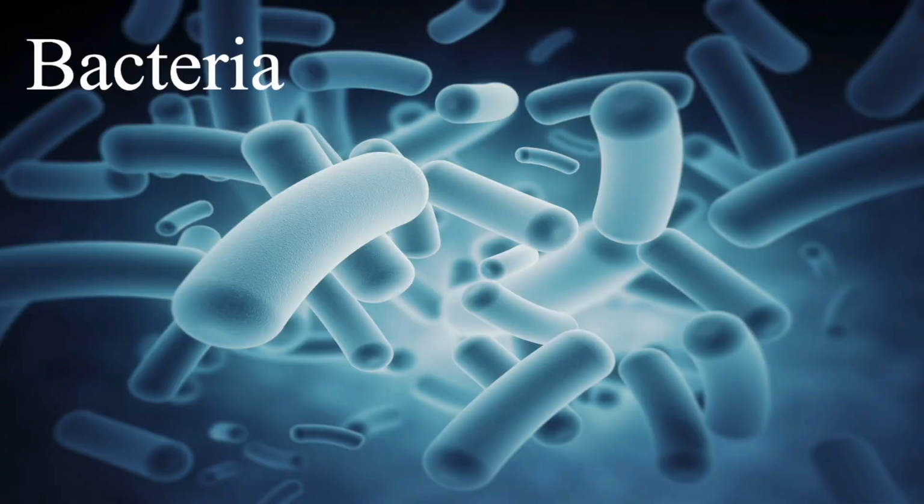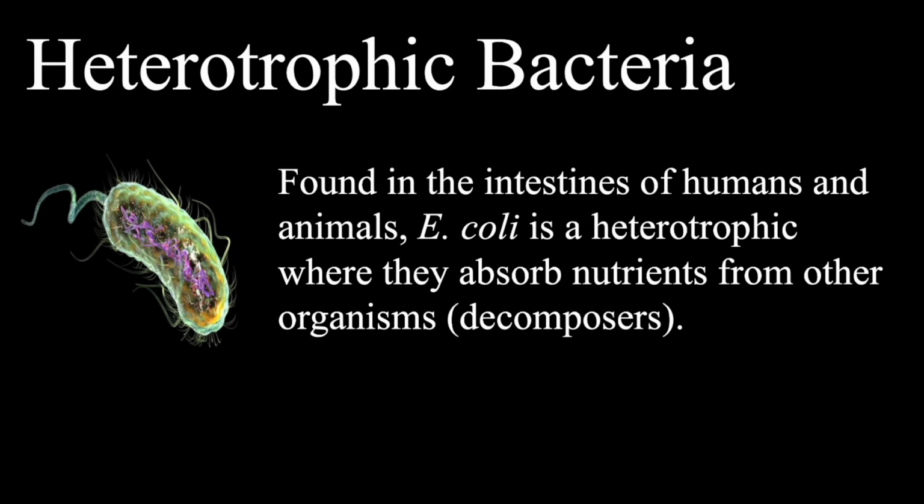Bacteria can get nutrition in one of three ways. One, they could be heterotrophic bacteria. These bacteria obtain their energy by consuming organic matter. These species can be found in the intestines of humans and animals. E. coli is a heterotrophic bacterium that breaks down and absorbs nutrients from the organic matter in the gut of humans and animals. Most E. coli are harmless and actually are an important part of a healthy human intestinal tract.